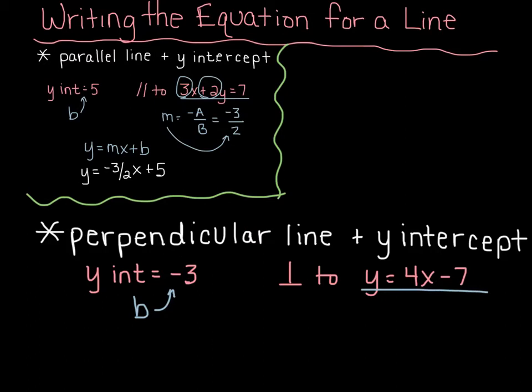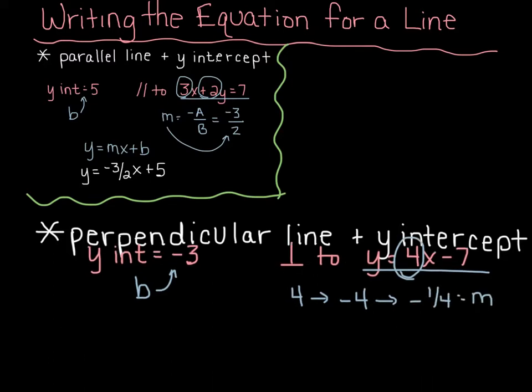Now, this one is in slope-intercept form, so I can find the slope a little easier. The slope is just that 4. But remember, when it's perpendicular, you need to take the opposite reciprocal. So 4 would become -4, and then it would flip over and become -1/4, and that's going to be my m value. So now I have my m and my b.